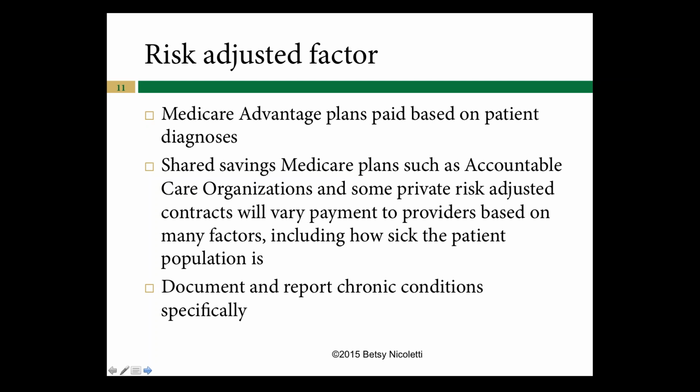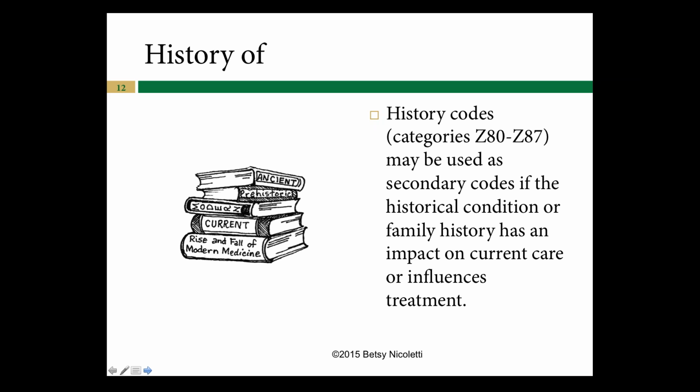But now we, on the physician side, may be joining accountable care organizations or other kind of shared savings plans with Medicare or with our commercial contracts, and that's going to vary our payment, not on the individual claim, but after the contract year. It may vary our payment, giving us either a bonus or a penalty, depending on how sick the population of our patients is and what our utilization, quality outcomes, and patient satisfaction scores are. So document and report your chronic conditions specifically, particularly those with complications, as we'll talk about.